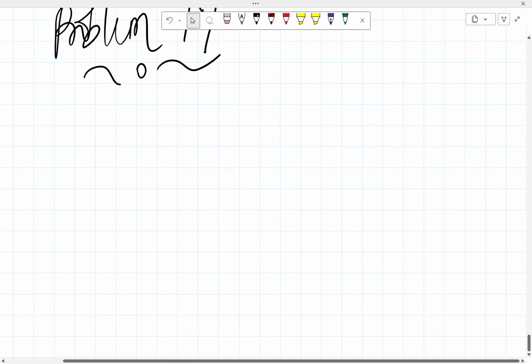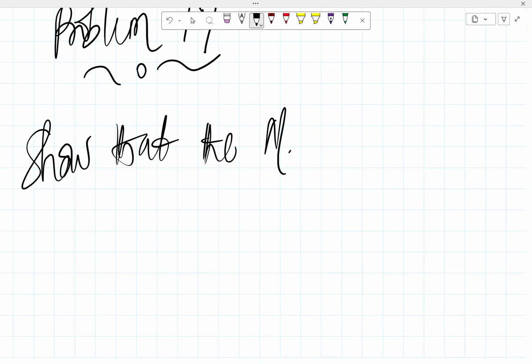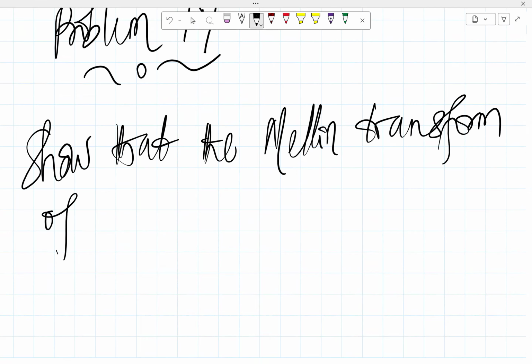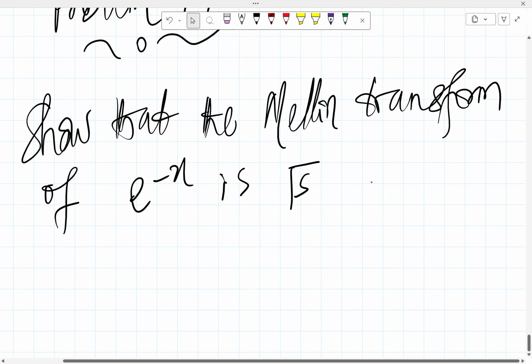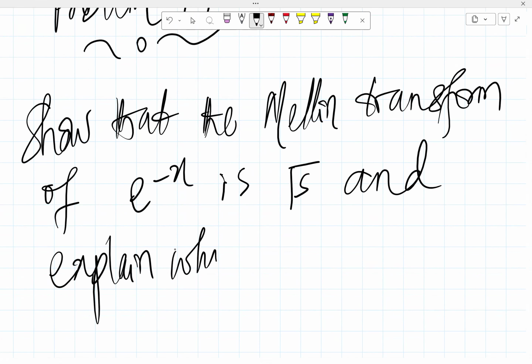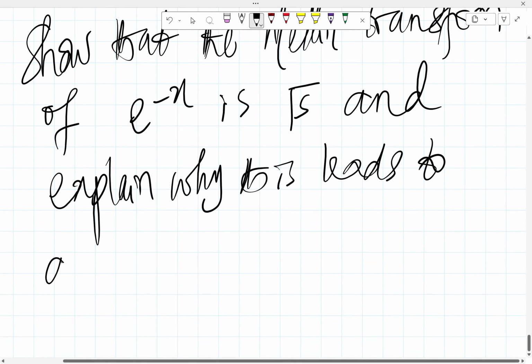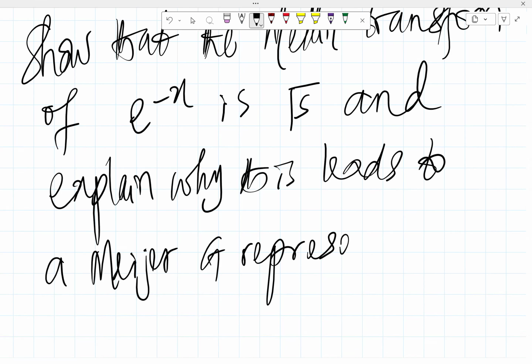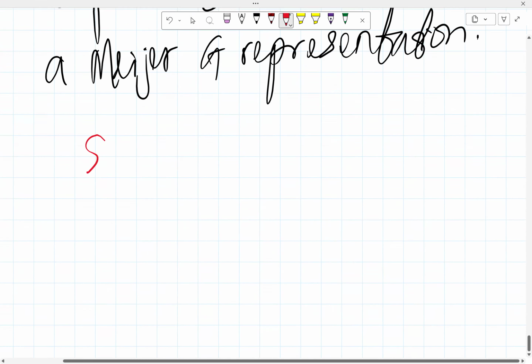So for problem 17, I want to show that the Mellin transform of e raised to the power minus x is gamma s, and explain why this leads to a Meijer G representation. Okay, so solution.